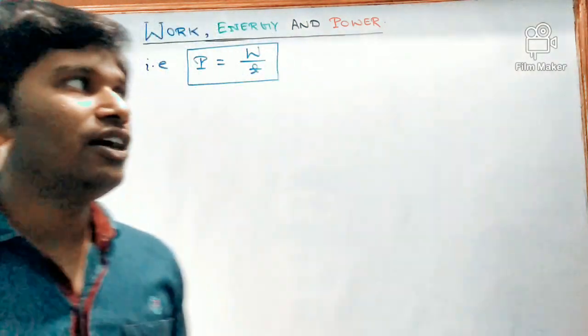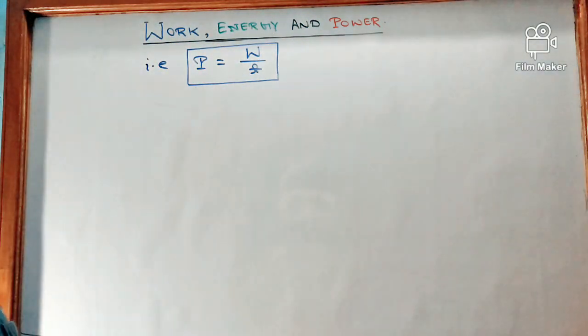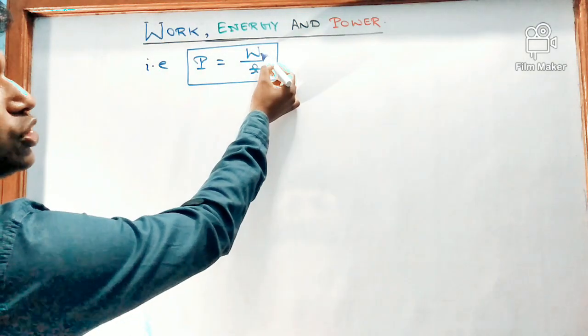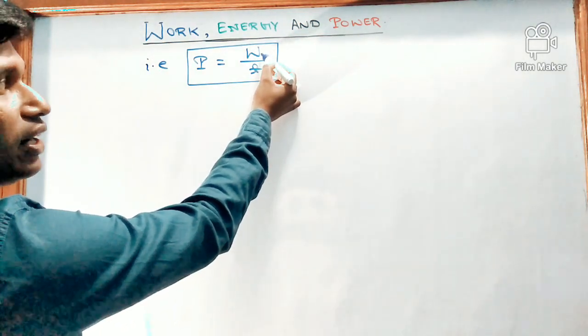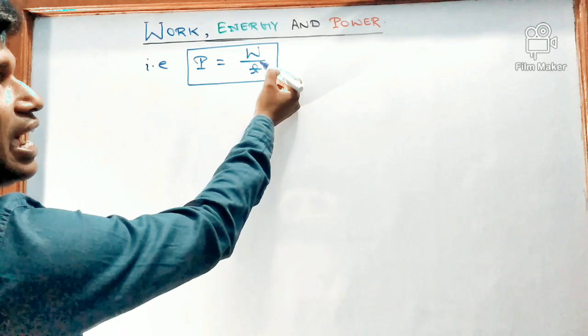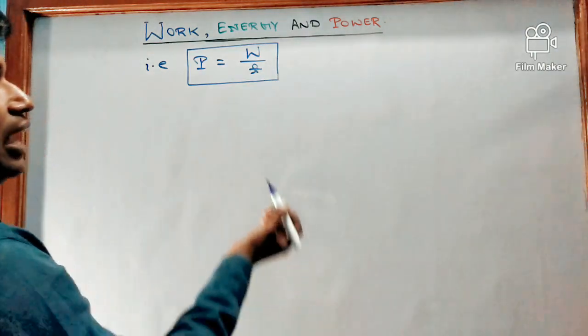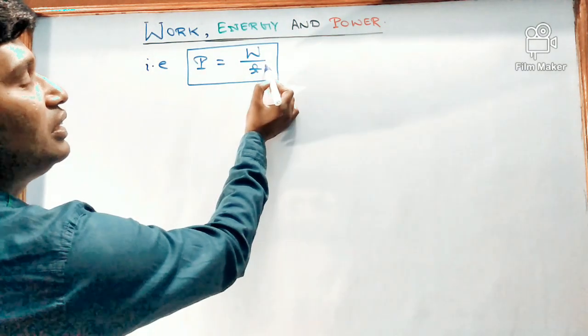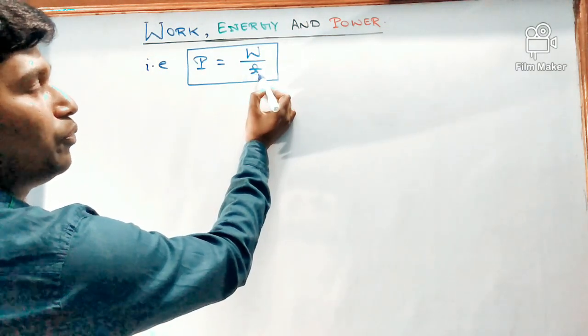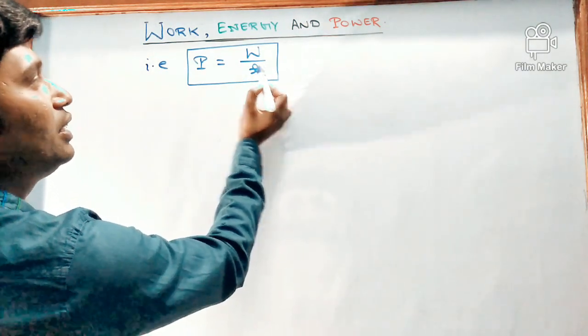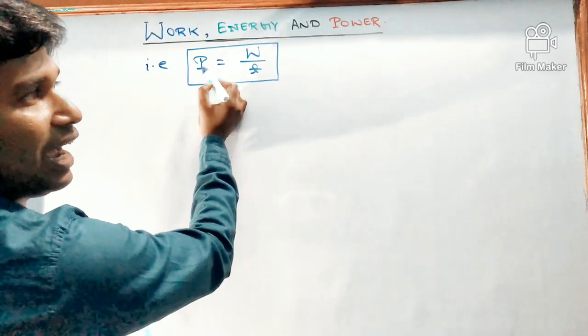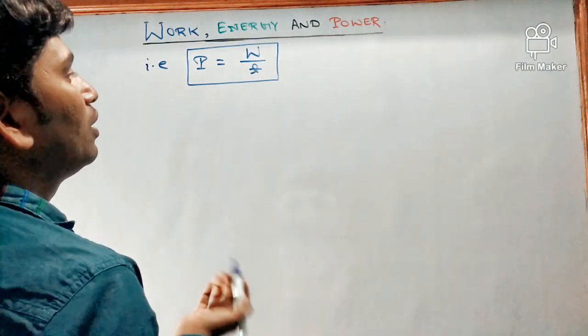Power spent by a source depends on two factors. First one is the work done by the source and second one is the time taken. As the time taken will be less, then the power will be more and vice versa.